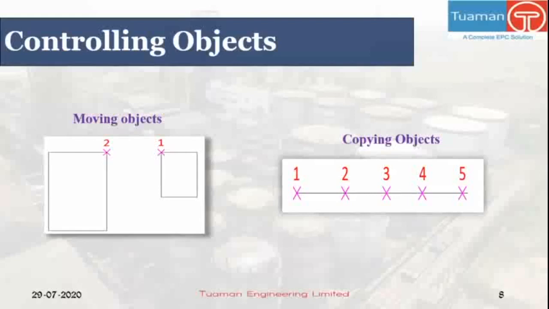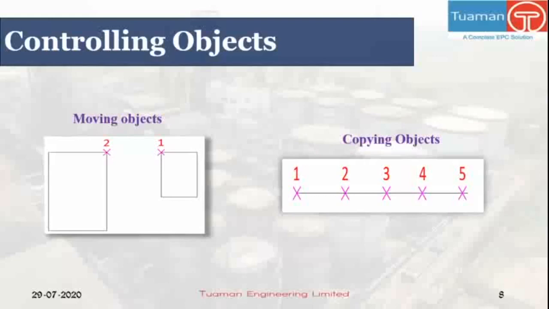So first one is move command. The move command allows us to change the position of an object in the drawing in various ways. The simplest of all available methods is to change the position by selecting the first point 1 from where the object is, also known as the base point, to the second point 2 where the object is going to be moved to.